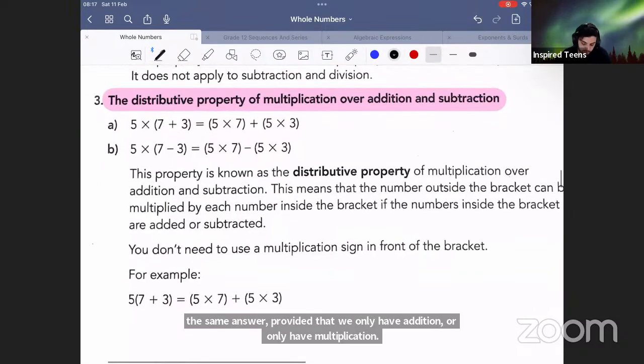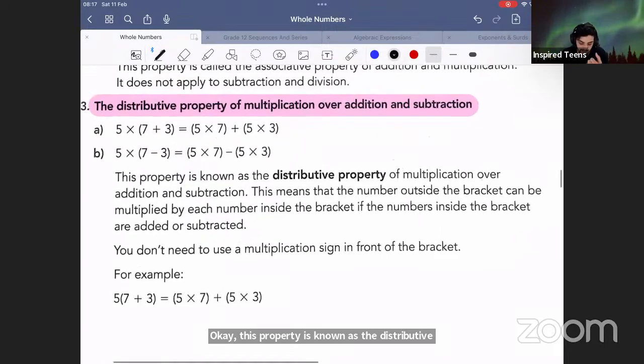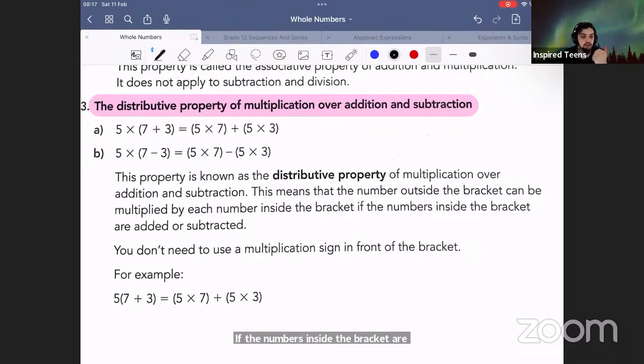Okay, the distributive property of multiplication over addition and subtraction. This property is known as the distributive property of multiplication over addition and subtraction. This means that the number outside the bracket can be multiplied by each number inside the bracket if the numbers inside the bracket are added or subtracted. You don't need to use a multiplication sign in front of the bracket, for example.